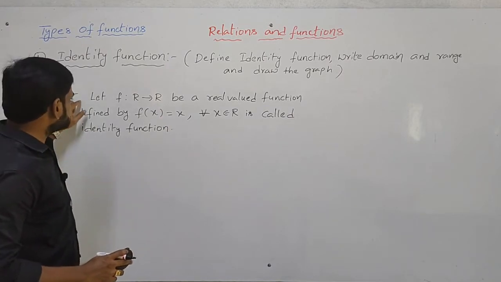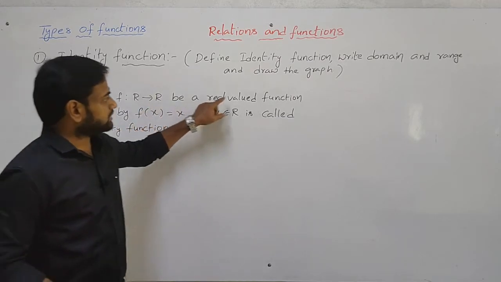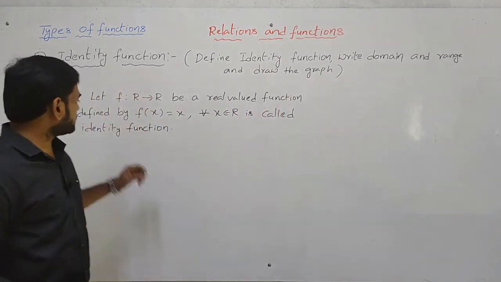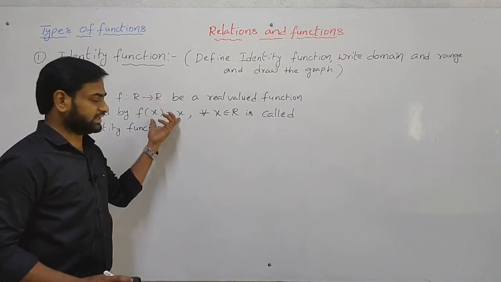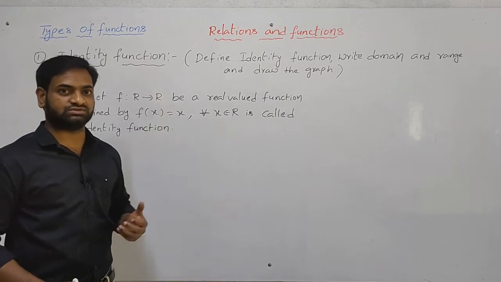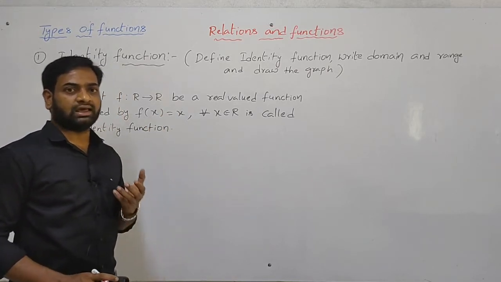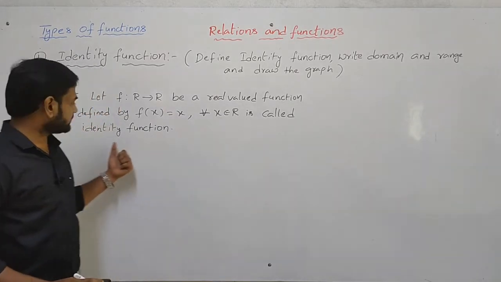So what is the definition? Let f from R to R be a real valued function defined by which function? f of x equal to x. This function is called the identity function, for all x belongs to R.